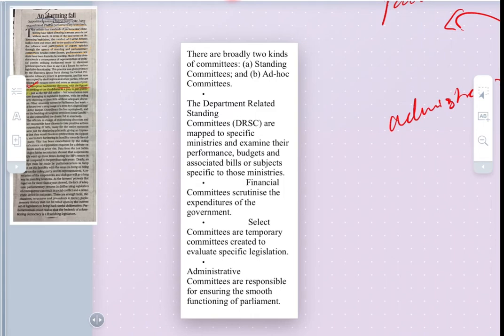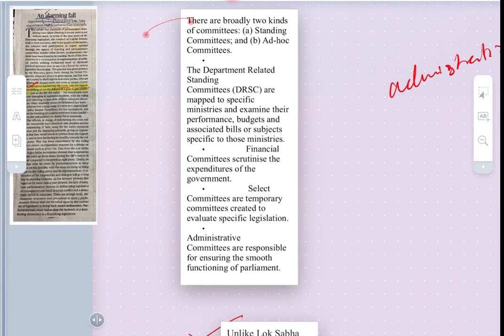We have already read in our polity that there are broadly two kinds of committees, standing committees and ad hoc committees. There are different departmentally related committees, like the DRSCs, which are mapped to specific ministries and examine their performance, budget, associated bills or subjects specific to the ministries. Financial committees scrutinize the expenditure of the government, and select committees are temporary committees created to evaluate specific legislation, whereas administrative committees are responsible for ensuring the smooth functioning of Parliament.